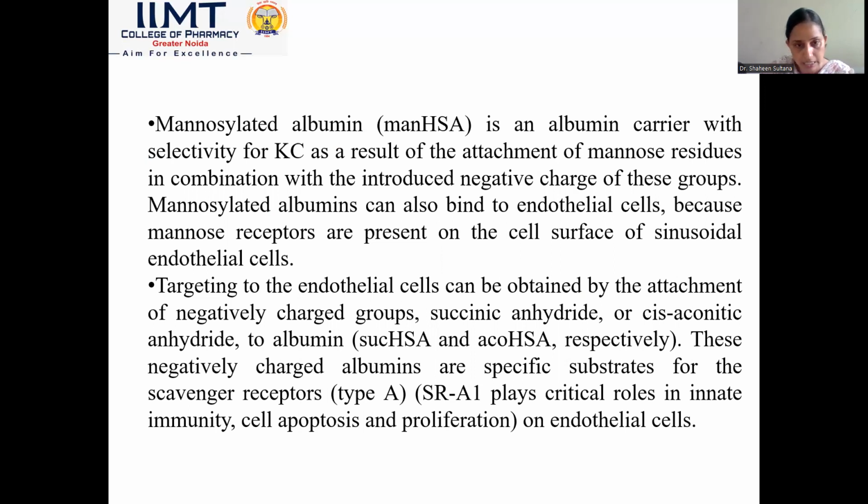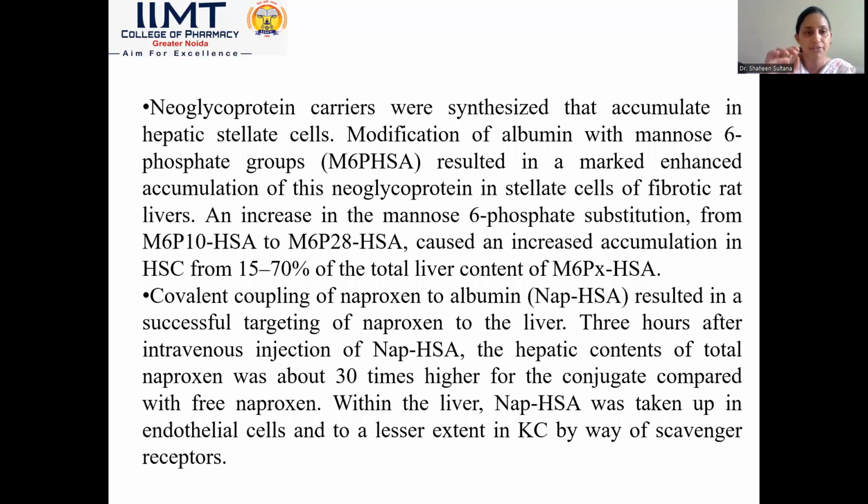on endothelial cells. So mannosylated albumin has the capability to bind with the endothelial cells and therefore achieve proper targeting efficiency. Similarly, new glycoprotein carriers were synthesized. A new glycoprotein carrier can be synthesized by modification of the albumin with a mannose 6-phosphate group. Means you will add the mannose 6-phosphate group to the albumin. It will show high accumulation in hepatic stellate cells.